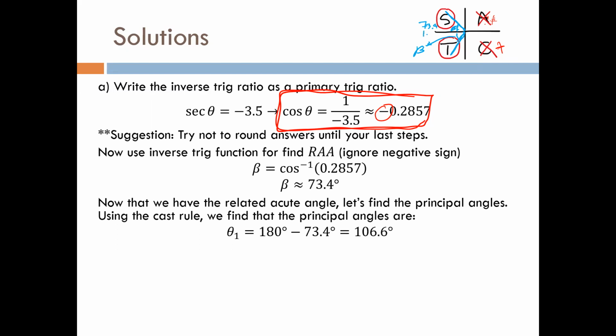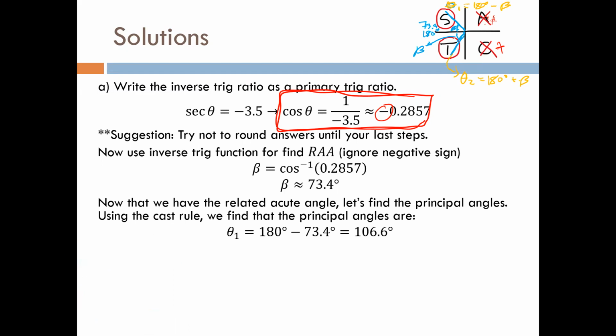So in our first step here, to find out what the first principal angle is, I'm going to do this in orange. Our first principal angle is going to be 180 degrees minus the related acute angle, or RAA. And then the second principal angle is going to be 180 degrees plus the related acute angle.